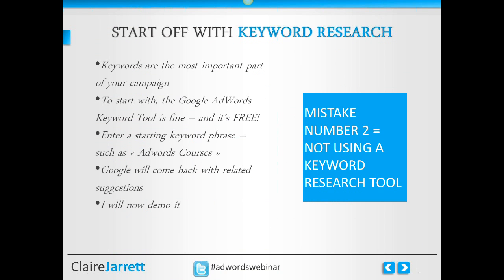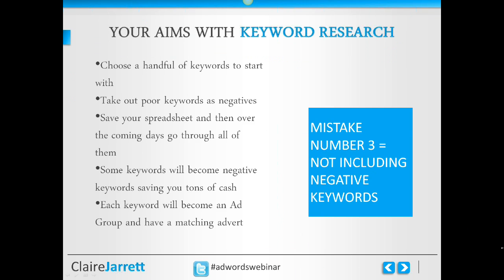Aha, there we are. Okay, so I just demonstrated the keyword tool to you. Now your aims are to choose a handful of keywords to start with and then take out poor keywords as negatives. I would then save your spreadsheet and then over the coming days go through all of them. There were actually 580 keywords in my list. So I would start doing this bit by bit to try and add as many as I could. Some will then become negative keywords, and I'll show you where to put those in a minute, and that will be what saves you the money.